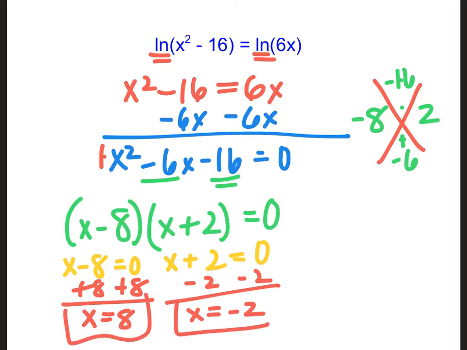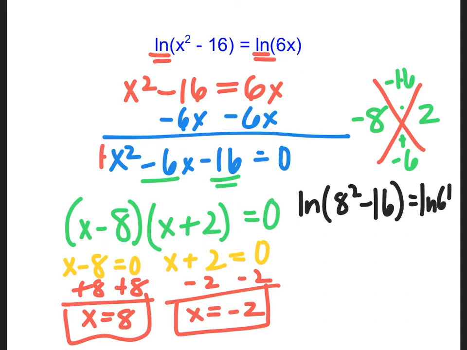I need to figure out if one of these is extraneous, so I have to figure out if they actually work. We're going to plug them back into our original equation. I'm going to change this color here. So I'm going to do the natural log of 8 squared minus 16 equals the natural log of 6 times 8. Ooh, I'm out of room. So we have the natural log of 64 minus 16 equals the natural log of 6 times 8, which is 48.